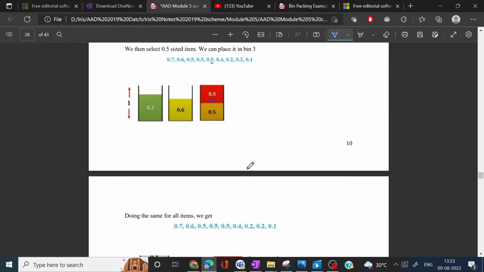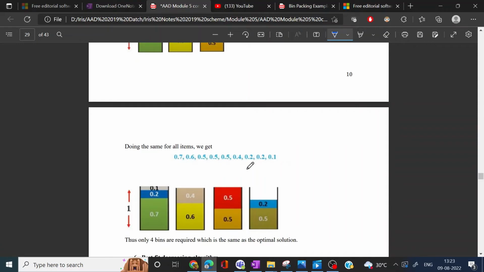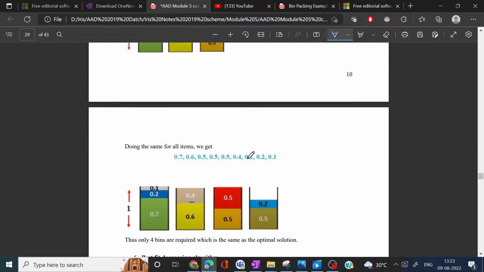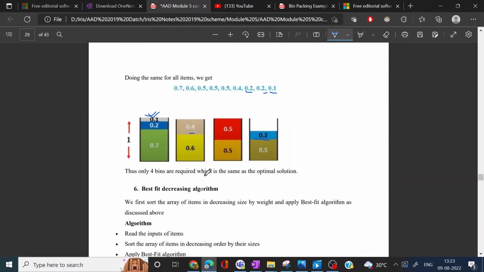Then 0.4. Above it is 0.6 here, space for 0.4 is there, so 0.4 is placed here. Then 0.2 can be placed in the first bin. Then 0.2 again can be placed in the fourth bin. Then 0.1 can be placed in the first bin. So this uses four bins, the number of bins is reduced here. So compared to first fit and best fit, this algorithm works better.